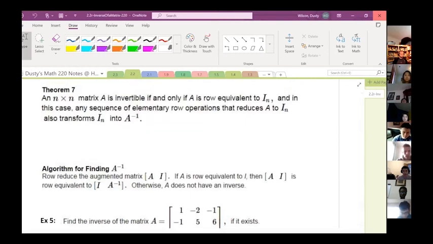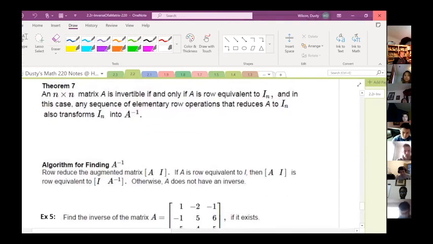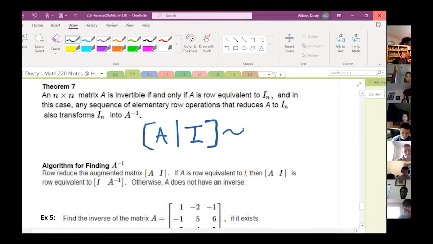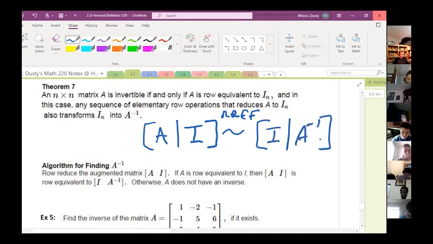So Theorem 7 says an n by n matrix A is invertible if and only if A is row equivalent to the identity matrix. And in this case, any sequence of elementary row operations that reduces A to I_n also transforms I_n into A inverse. What this is saying, as we talked about yesterday, is that if you start with A augmented with I and you row reduce, you do your RREF, then you end up with I augmented with A inverse. And so this gives us our algorithm for finding A inverse.